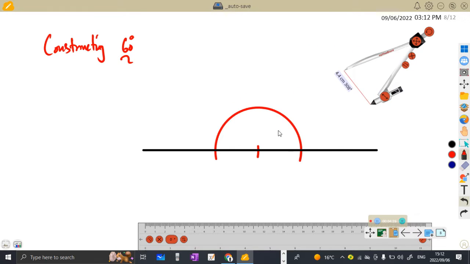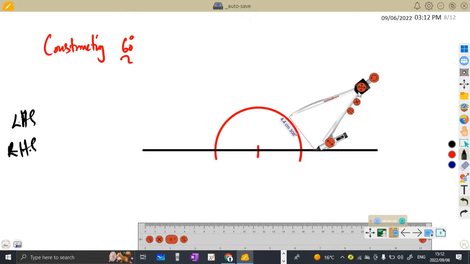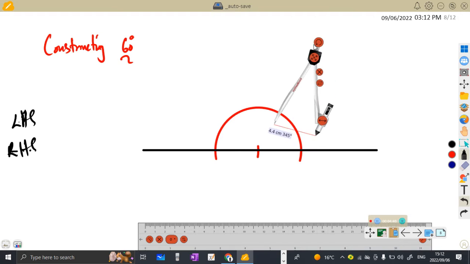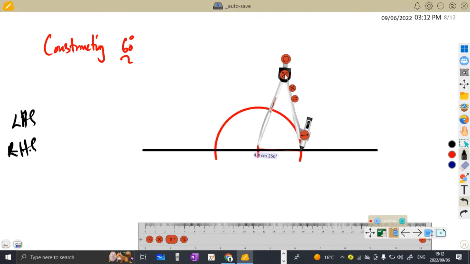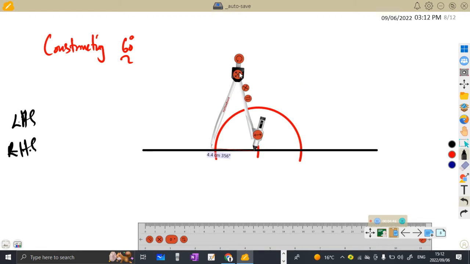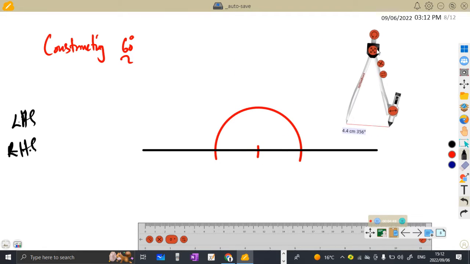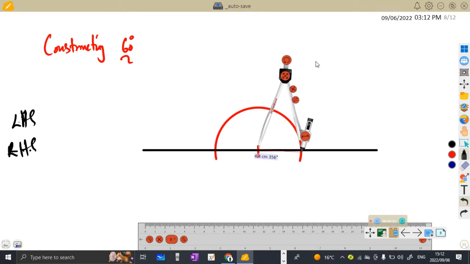You're supposed to have a semicircle like this. Now it's going to depend, do I want my 60 degrees to be on the left hand side, or on the right hand side? That will depend on what I want. As you saw, I never changed this distance here. If I get back here, I never changed this distance that I had. If I place it back, you see it's still the same distance. I just moved it, but the distance is still the same.